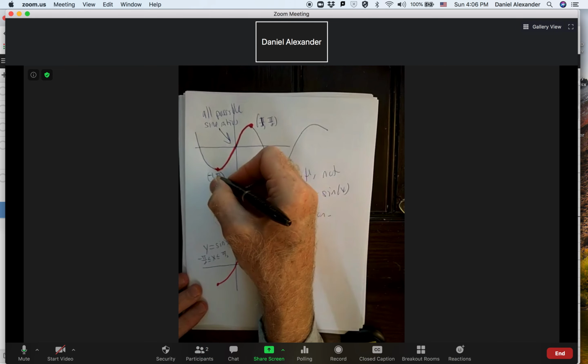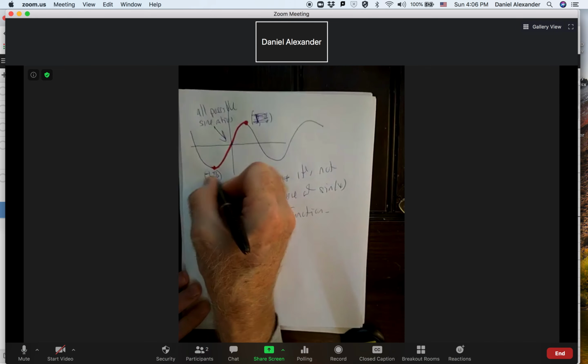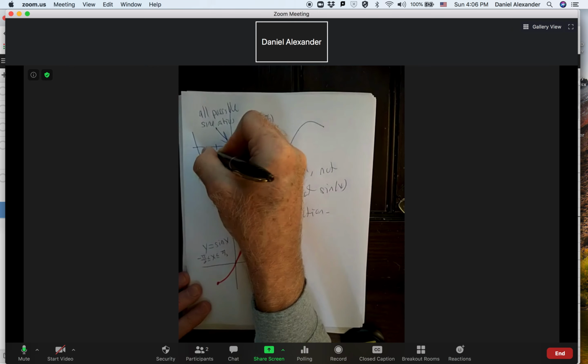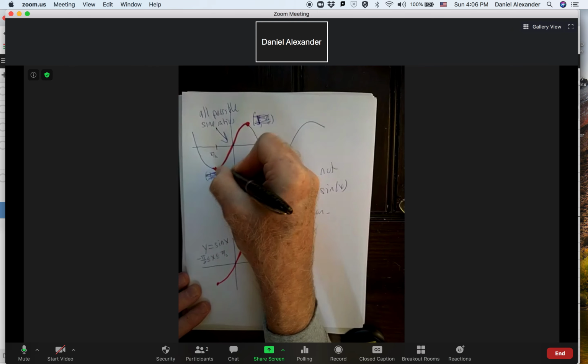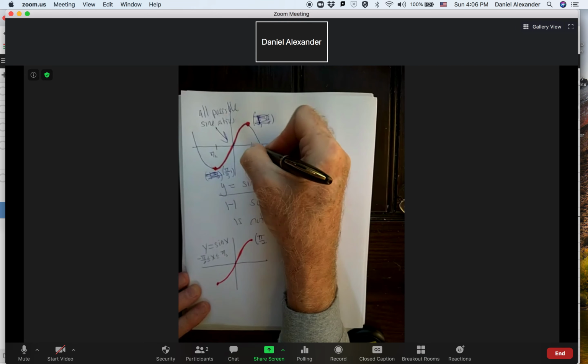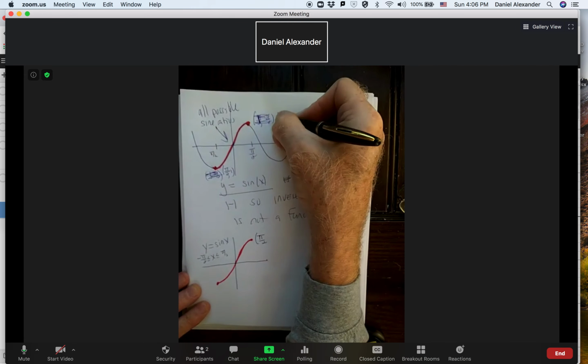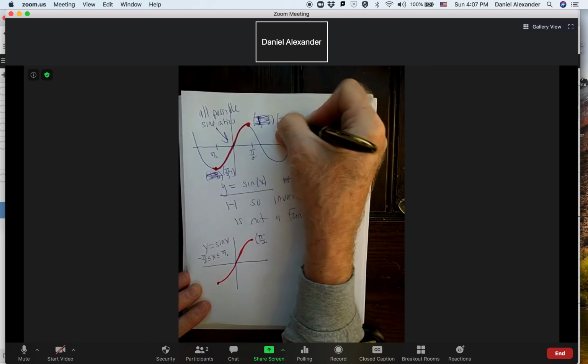I'm sorry, you know what? I really screwed this up. I had this backwards. I had it right the first time. We plug in pi/2, and we get back 1. This is the point pi/2, 1, and the same thing here. Sine of pi/2 is equal to 1.